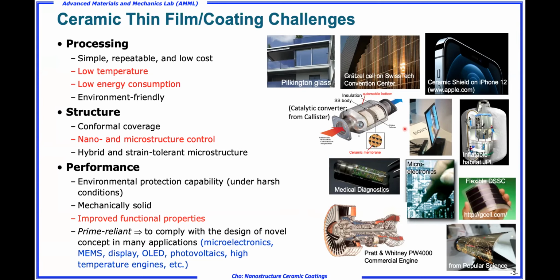And also catalytic converters, ceramic membranes, displays, human habitat structures for space programs, medical devices, microelectronics and flexible devices. For all those, the ceramic coating can have some critical usage and provide the enabling technology. In fact, the thermal barrier coating used in a gas turbine engine is another good example of ceramic coating usage. But specifically, this is for high temperature application.